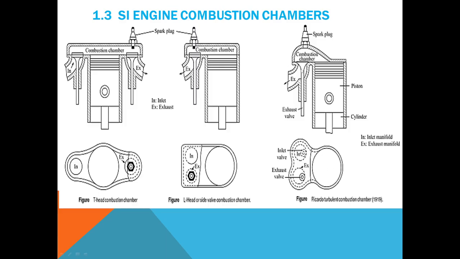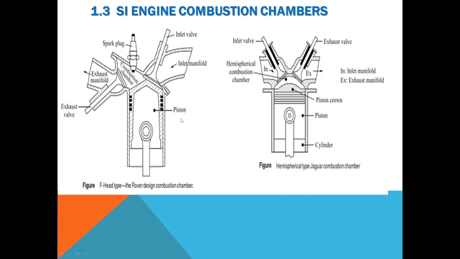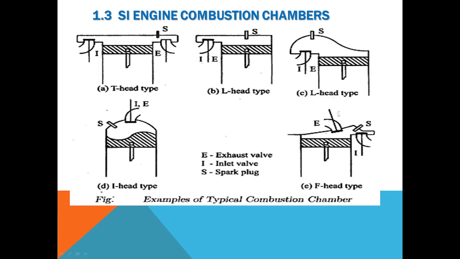In the case of the Ricardo turbulence combustion chamber, here we have the inlet and exhaust similar to the L-head, but here we have an extension to the combustion chamber for the proper mixing of the charge. Then here we have an overhead combustion chamber where this portion is extended. Then we have the F-head combustion chamber where the inlet is given from this side and the exhaust chamber is designed in such a way. Now the hemispherical chamber, where we observe a hemispherical crown-like piston and the cylinder shape.